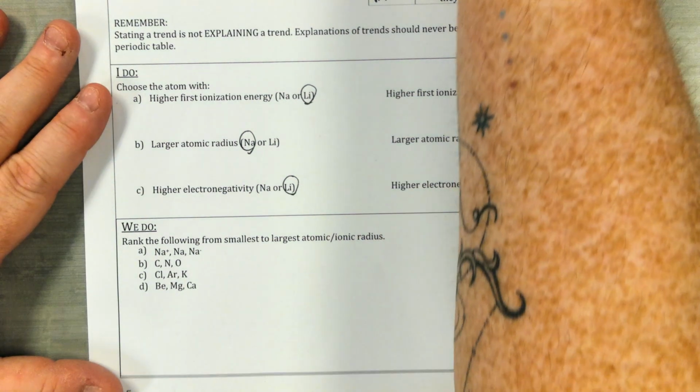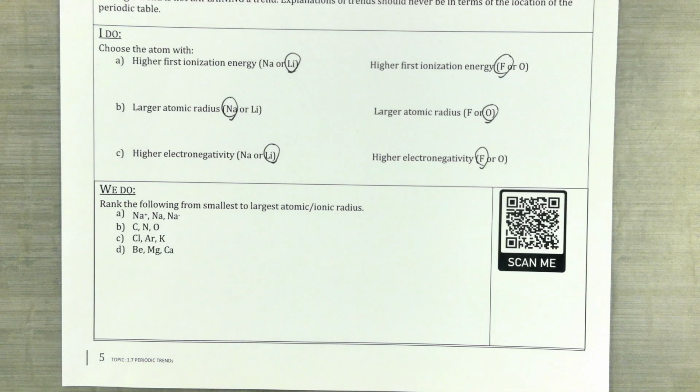All right, for the next ones, you want to rank the following from smallest to largest atomic radius and ionic radius. So remember, atomic radius is the size by shell, and the protons play a part because they pull on the outer electrons.